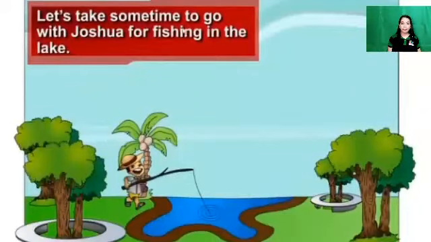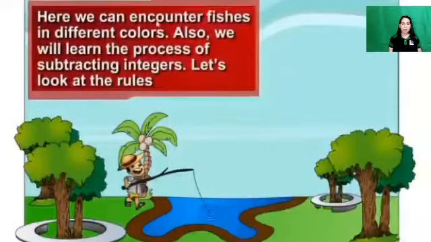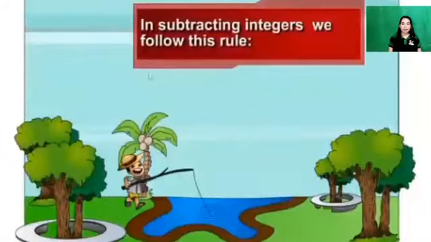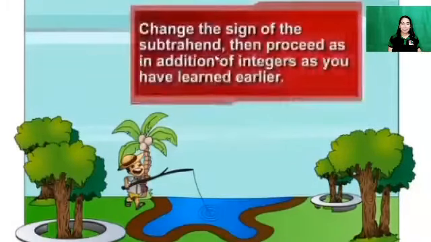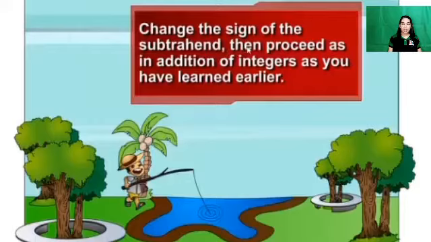Now, let's take some time to go with Joshua for fishing in the lake. Here we can encounter fish in different colors. Also, we will learn the process of subtracting integers. Let's look at the rules. In subtracting integers, we follow this rule. Change the sign of the subtrahend, then proceed as in addition of integers as you have learned earlier.